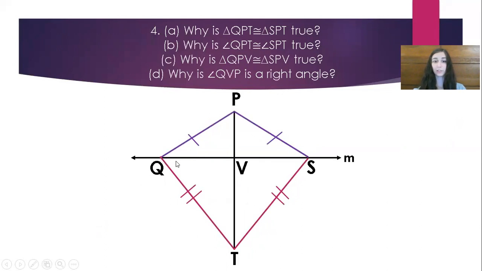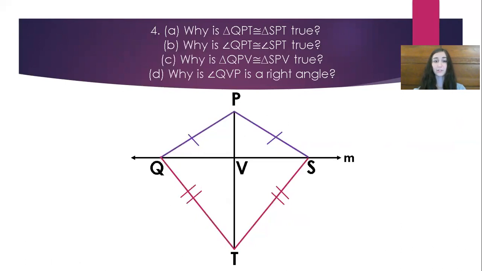So when you look at triangle QPT, this line is exactly the same as this line in triangle SPT, and same with this line and this line. That means they're the same, and they also share a line right here. So if all three lines are the same, that means that those two triangles are congruent. Now, same with the angles, part B. The angles of QPT and the angles of SPT are also congruent because if the lines are congruent, if they're all the same, that means the angles are going to be congruent as well.